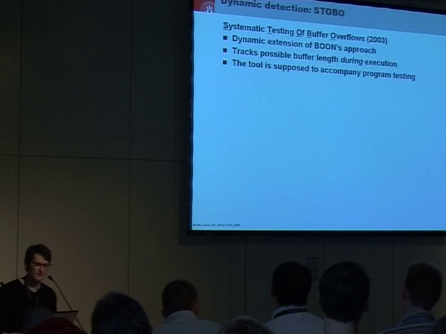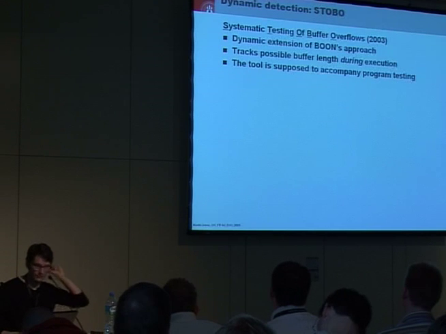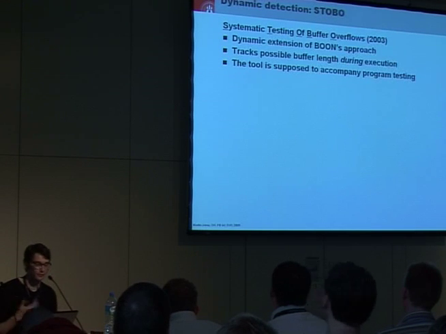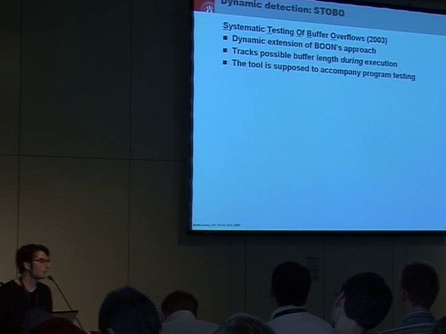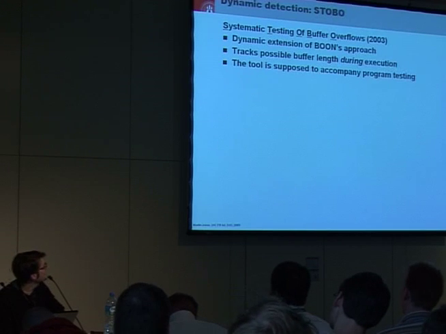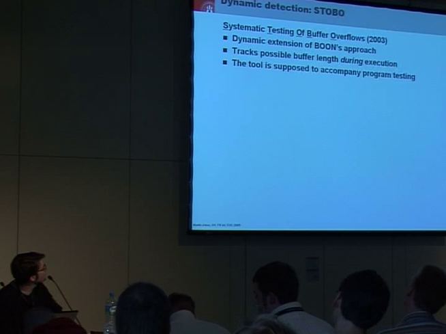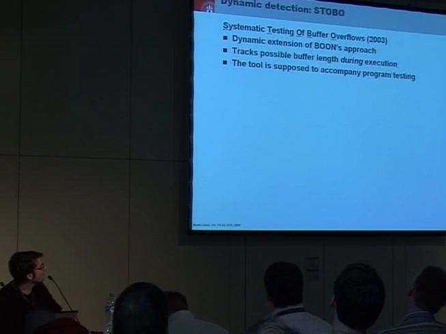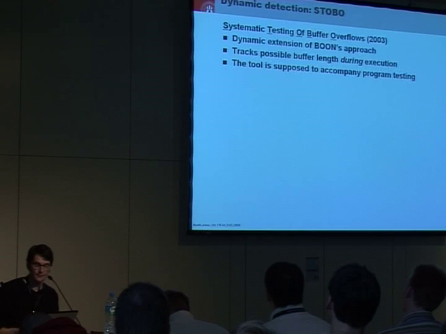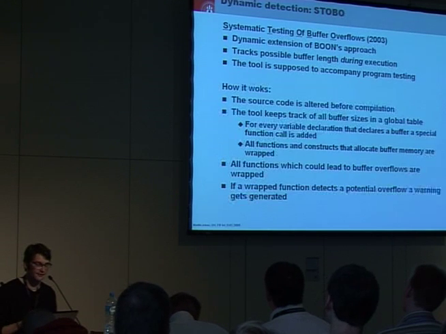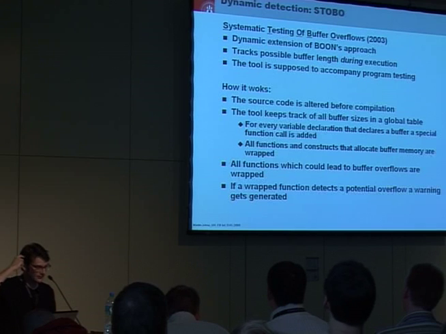The developers of Stobo say that it is a dynamic extension of Boone's approach, so we might have some familiarities there. Stobo does track the possible buffer lengths during execution. What Stobo does and what other dynamic approaches don't do is look at the possible buffer lengths, not at the actual buffer lengths. We're going to see what is meant by that. The tool is supposed to accompany program testing, as I already told you. So how does it work?